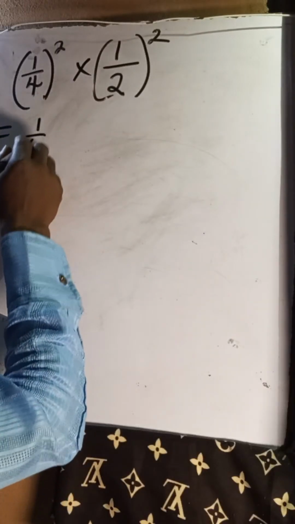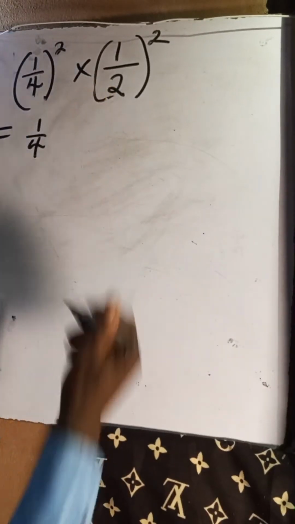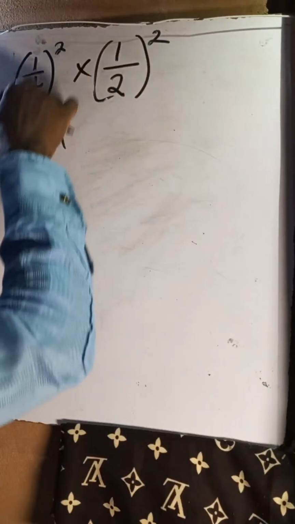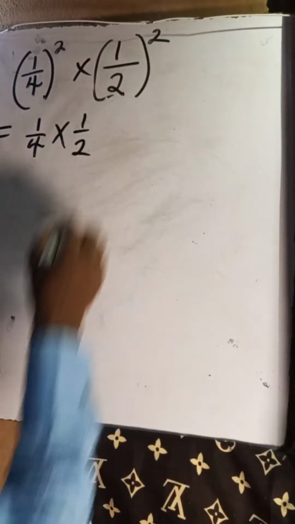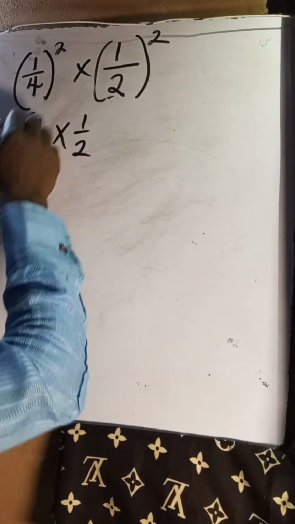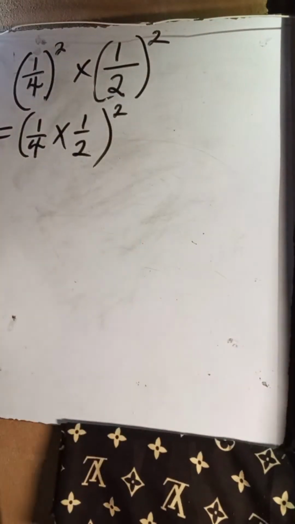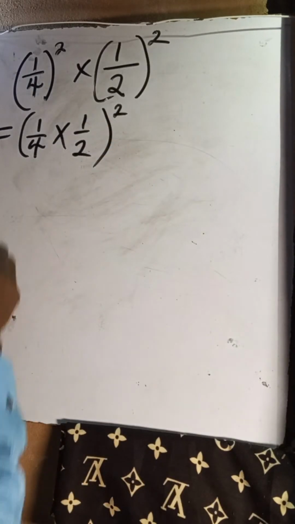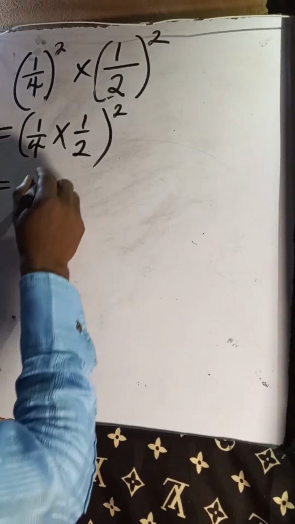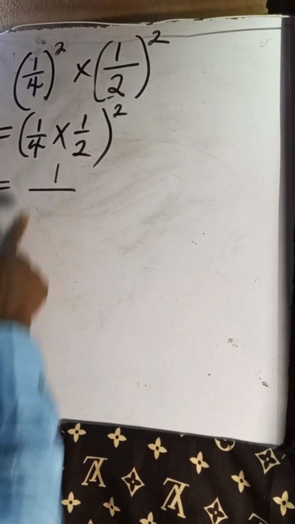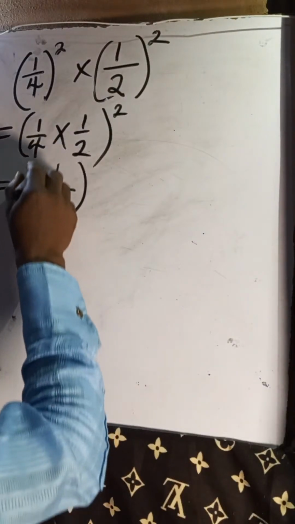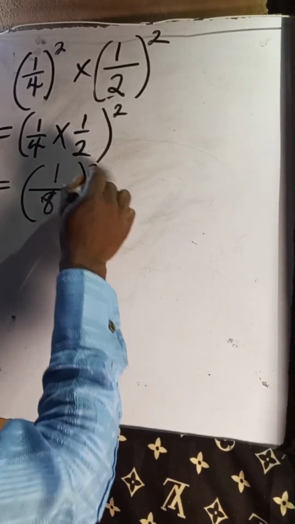So this will give us 1 over 4. Please never apply the law of multiplication here. It cannot work. So this will be 1 over 4 times 1 over 2. Then we'll close the bracket and raise it to a common exponent of 2. And once this is done, we can simplify what we have inside. So 1 times 1 is 1. So write 1 divided by 4 times 2 is 8. Don't forget, it's a common exponent, which is 2.